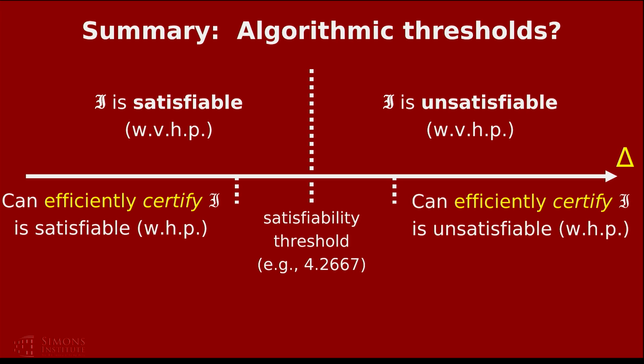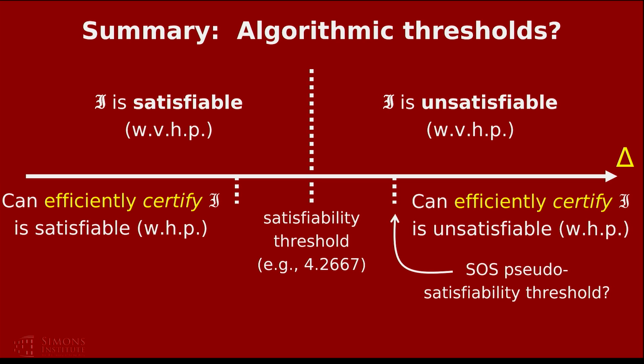What we kind of saw in this talk, and I think it's a bit interesting, is that there may be a similar threshold above the satisfiability threshold, where if delta is much bigger than this threshold, you can efficiently certify that the instances are unsatisfiable. And maybe below this threshold, they're unsatisfiable, but it's very hard to prove that. And if you're really speculative, you might think that this threshold is the SOS pseudo-satisfiability threshold.